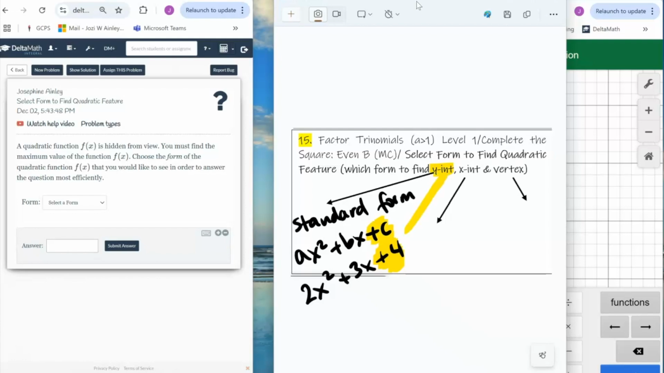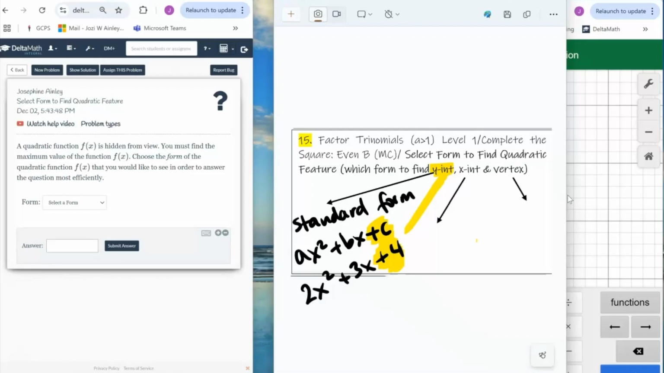Okay, so make sure you know that because I've seen some questions where you put the answer choices in and they match for both answer choices, but one of them is wrong because the question is which form is best to find the y-intercept. The best form is standard form. Why? Because you can just look at it and see it.